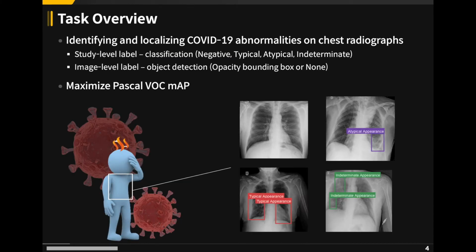In this competition, we are asked to predict two kinds of labels, study level and image level. Study level prediction is to classify what kind of chest radiograph it is, and image level prediction is to localize a bounding box if there are opacity regions.